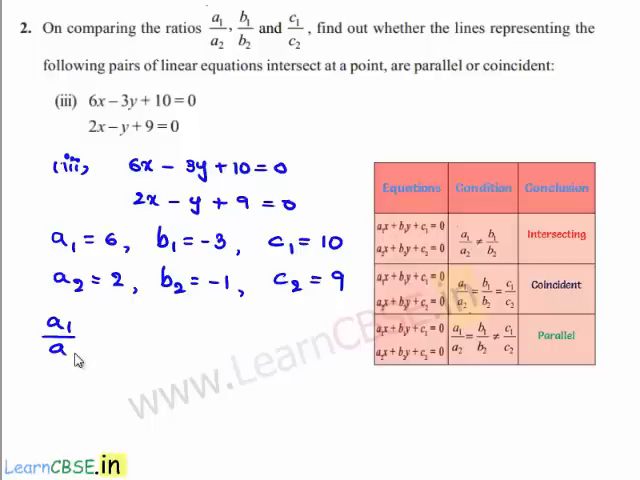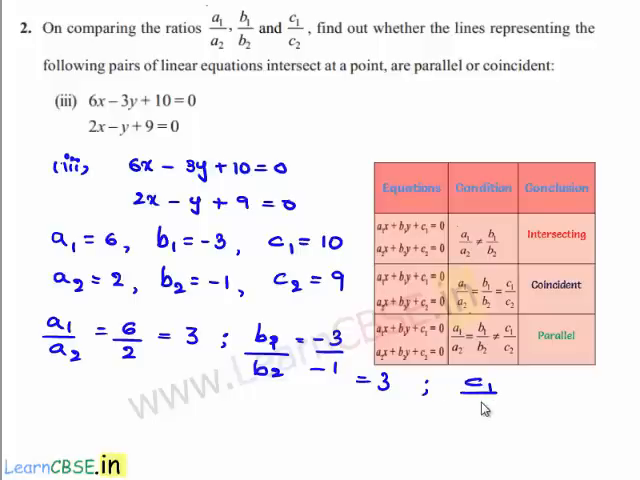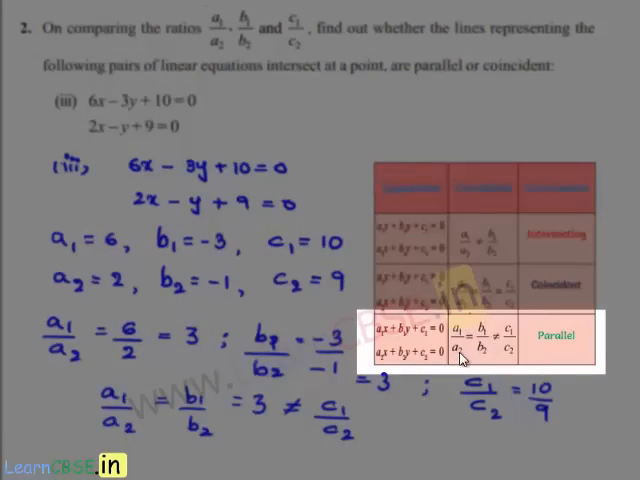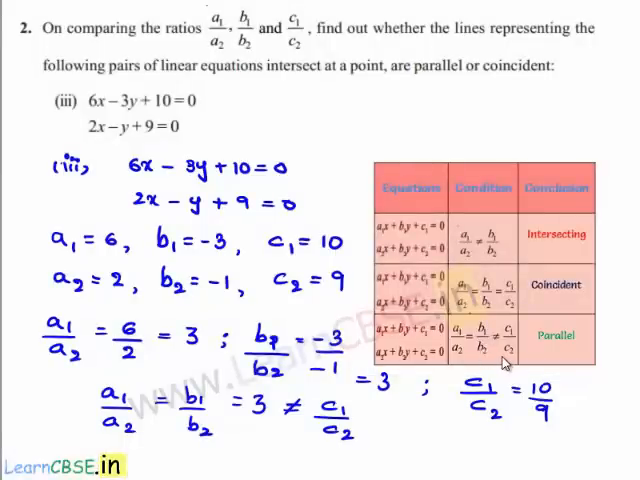So a1 by a2 is equal to 6 divided by 2, which is nothing but 3. In the similar manner, b1 by b2 is equal to minus 3 divided by minus 1, which is nothing but 3. And c1 divided by c2 is equal to 10 divided by 9. If we observe, the values of a1 by a2 and b1 by b2 are equal to 3. So a1 by a2 is equal to b1 by b2 is equal to 3. This is not equal to c1 by c2. From the third condition, a1 by a2 is equal to b1 by b2, which is not equal to c1 by c2, we can conclude that the given set of linear equations represent parallel lines.